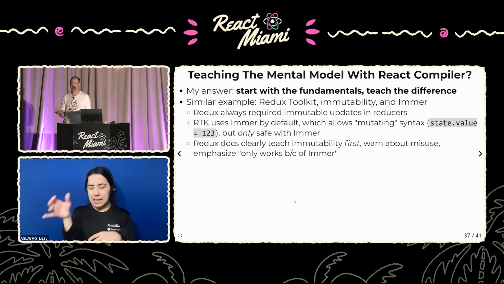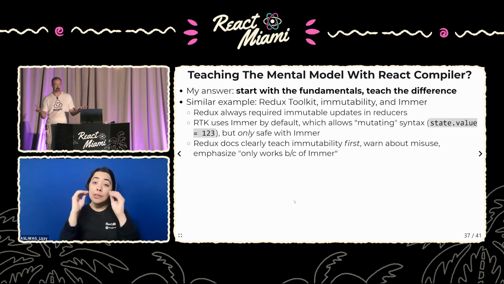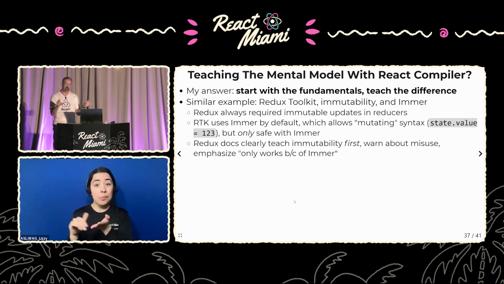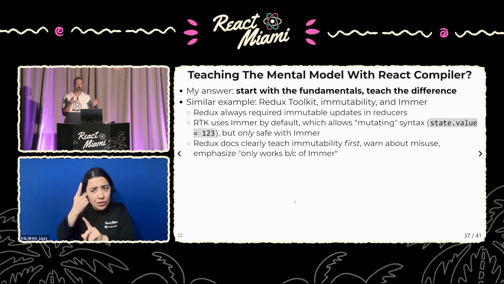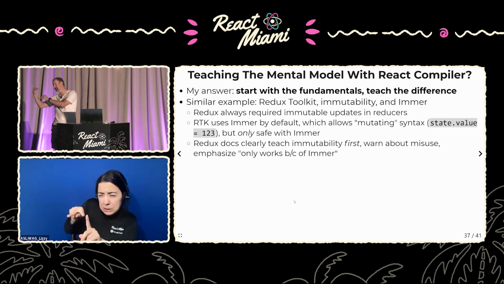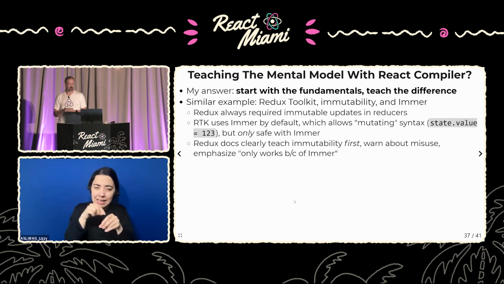My answer to this is teach the fundamental concepts first. If you look at the Redux docs, I very, very, very clearly explain repeatedly in many places, immutability is important. You have to understand this concept. You have to know what it's doing. Immer makes the magic work. The magic only works inside these functions. Please do not do this anywhere else or you will break things.